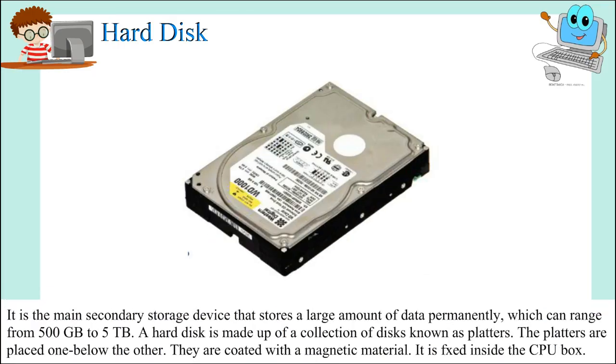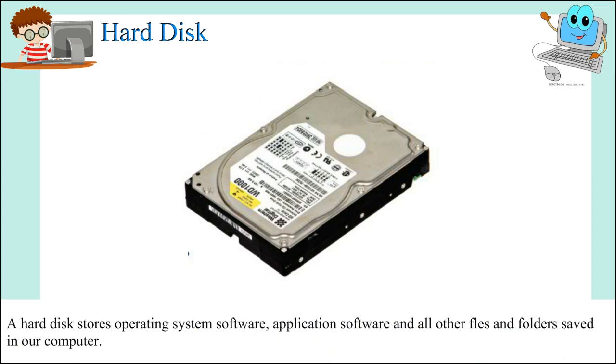Hard disk. It is the main secondary storage device that stores a large amount of data permanently, which can range from 500 gigabytes to 5 terabytes. A hard disk is made up of a collection of disks known as platters. The platters are placed one below the other. They are coated with a magnetic material. It is fixed inside the CPU box. A hard disk stores operating system software, application software, and all other files and folders saved in our computer.